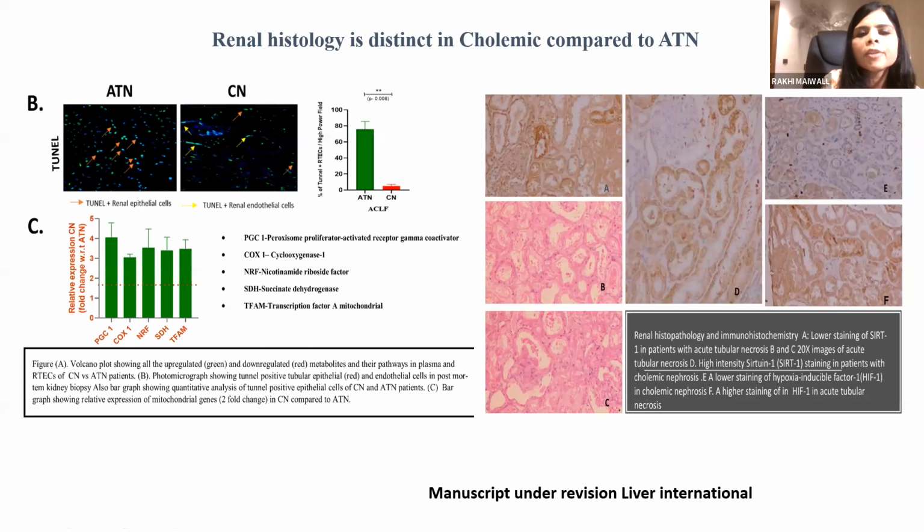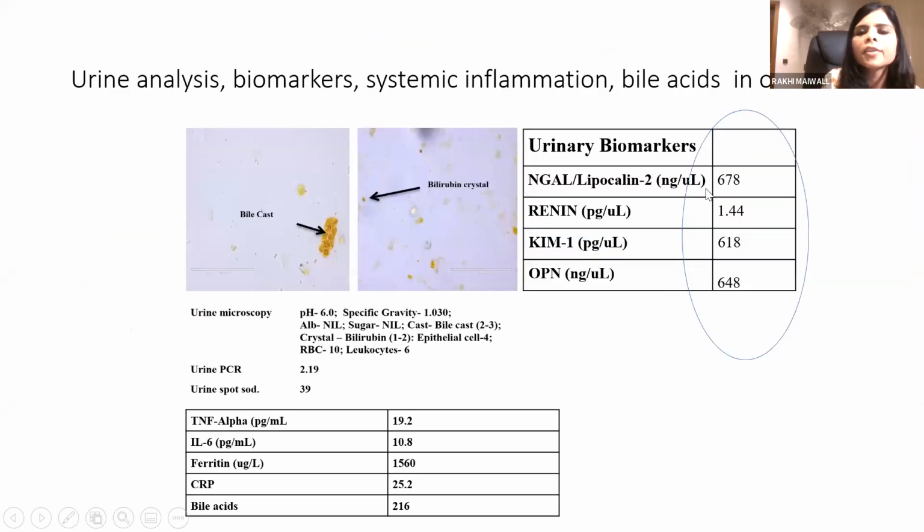Now, how this data will be important if you're contemplating a liver transplant. Maybe the cholemic nephropathy patients will improve their AKI despite being on CRRT, while ATN patients, you require a simultaneous liver kidney transplant. So if you have time, I can go on, otherwise I can wind up.